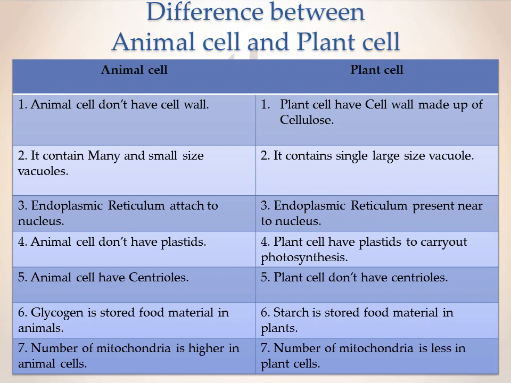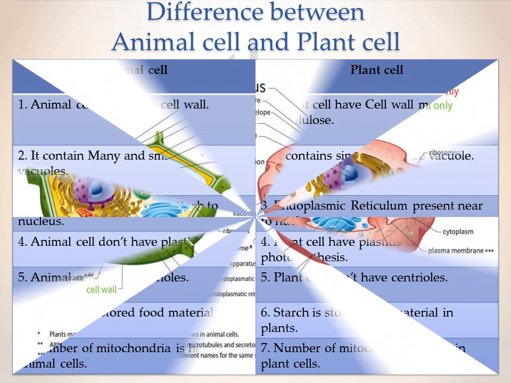Glycogen is the stored food material in animals, and starch is the stored food material in plants. The number of mitochondria is higher in animal cell and lower in plant cell, because due to the presence of plastids they can synthesize energy by themselves using sunlight. I hope you are clear about it. Now we move to the next topic.